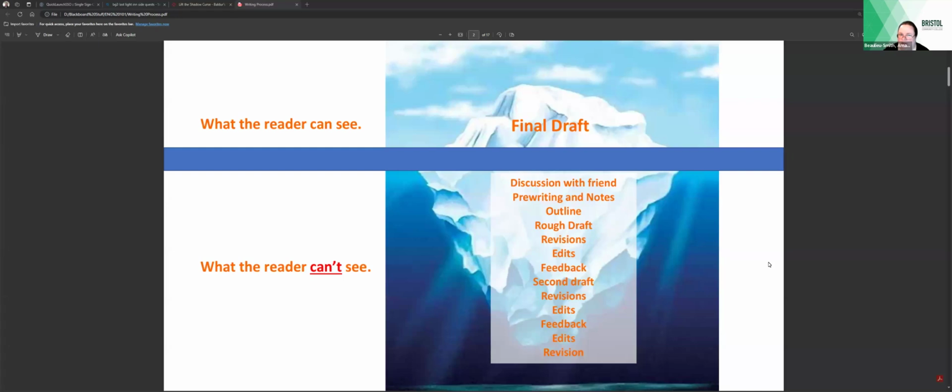Any published book that you might see, any pamphlet or poster that you see, any movie that you're watching, or let's say a video essay that you decide to watch, or a podcast that you listen to, you're usually only going to get that final draft.